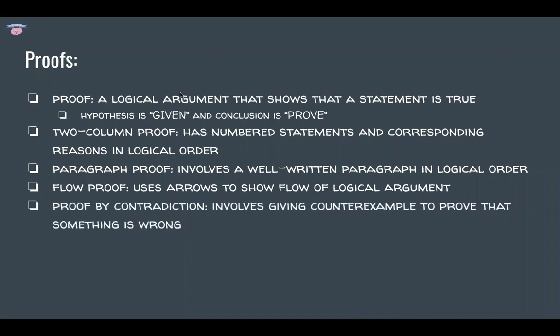Proof by contradiction involves using a counterexample to prove that something is false. So a proof doesn't have to show that a statement is true. It can show that a statement is false. And this is an example of it. We can say that since 2 is not greater than 3, it means that all real numbers don't have to be greater than 3.